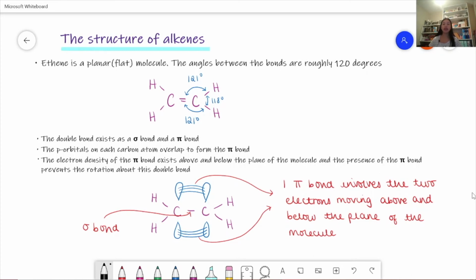So the diagram we have at the bottom is basically what the double bond consists of. So we have the normal sigma bond that we have in carbon-carbon single bonds, but now we have these p orbitals on each carbon atom which have overlapped to form this pi bond. So one pi bond involves the two electrons moving above and below the plane of the molecule, and it's this bond that prevents rotation about a double bond, compared to how we can have rotation about a carbon-carbon single bond because that's just a sigma bond.